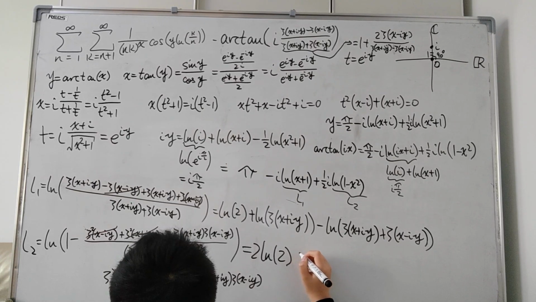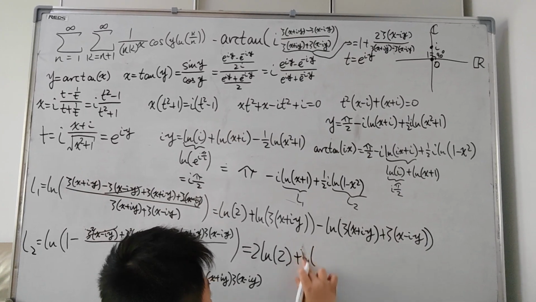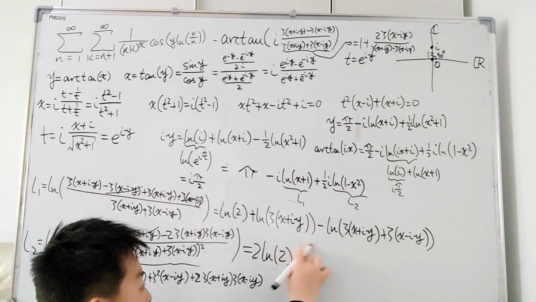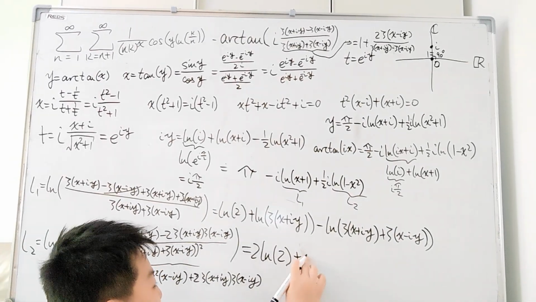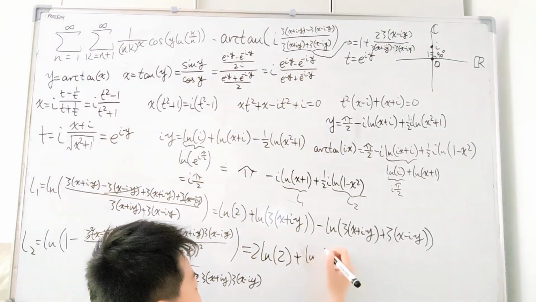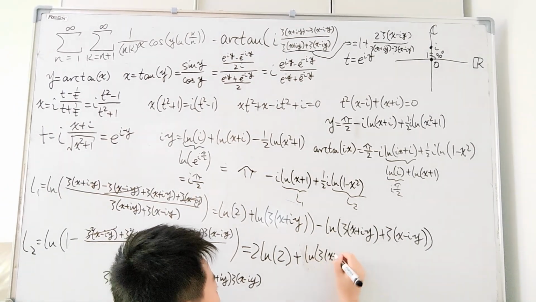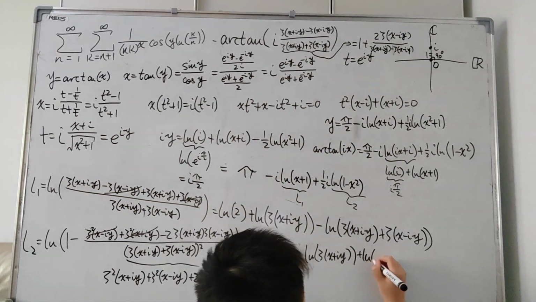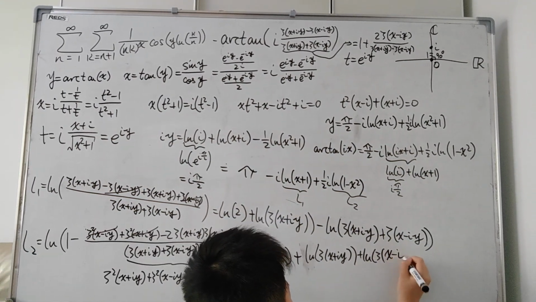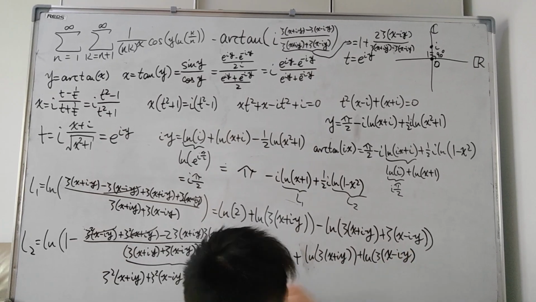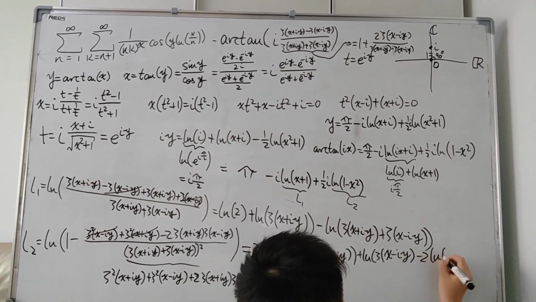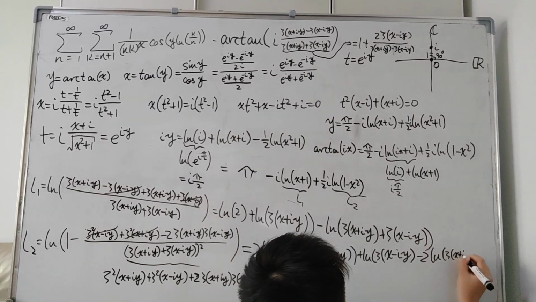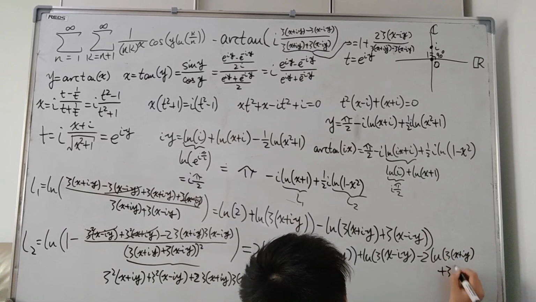And then here is going to be plus zeta, natural log of zeta of x plus iy, plus zeta, natural log of zeta of x minus iy, and then minus 2 natural log of zeta of x plus iy plus zeta of x minus iy.